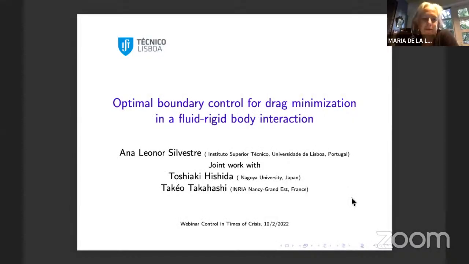So it's a pleasure to present Leonor Silvestre. She's from Instituto Superior Técnico, Universidade de Lisboa, Portugal. And it's a coincidence, but tomorrow is the day of the women and girls in science and technology. So it's a very good way to recall everybody that here we are, the women. So she's going to talk about optimal boundary control for drag minimization in a fluid rigid body interaction.